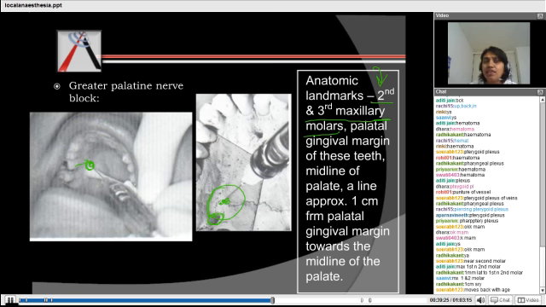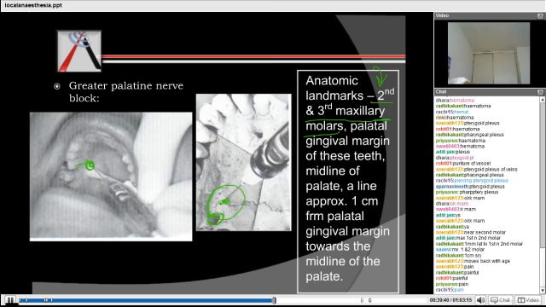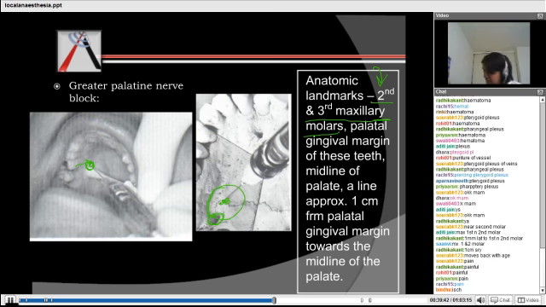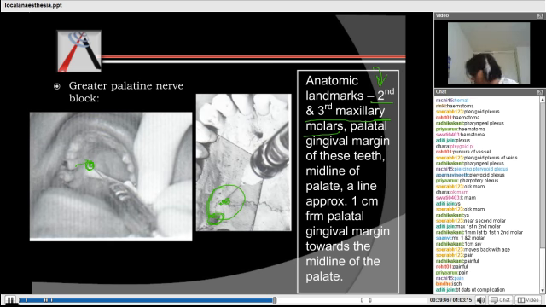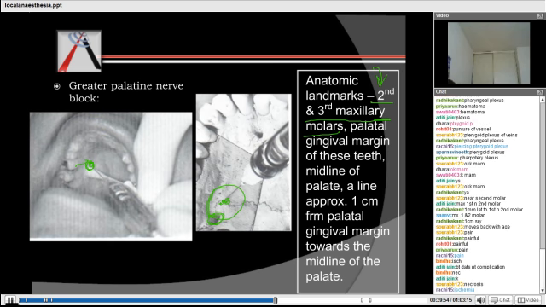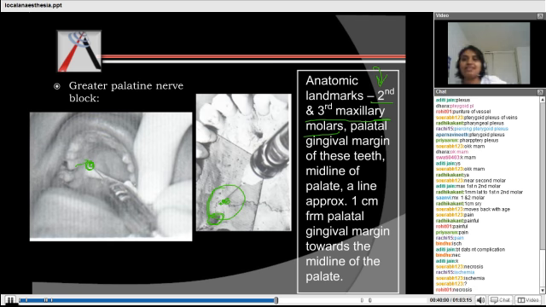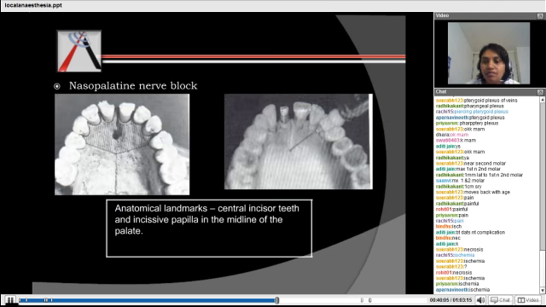What is the main disadvantage of greater palatine nerve block? Complication. That's what your patients tell you. But what is actually the main disadvantage? The main disadvantage is necrosis. If we use it with vasoconstrictor, yes, it's ischemia and necrosis of the palate.